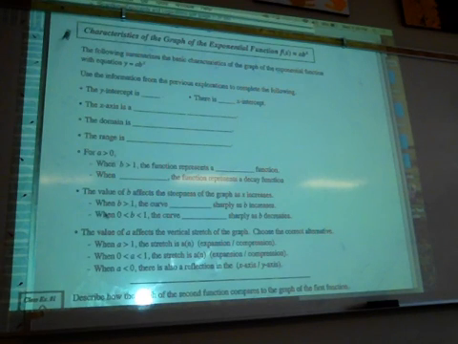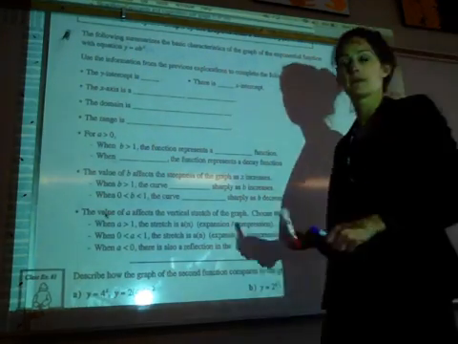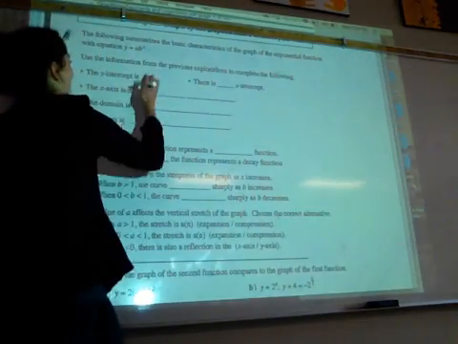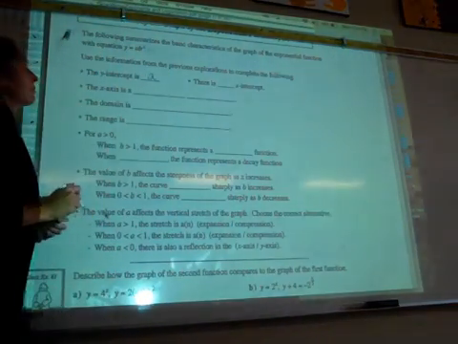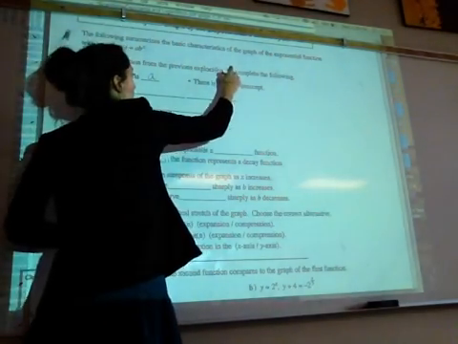Alright, so looking at the equation y equals a times b to the power of x, what is the y-intercept? a. Good. So our y-intercept is always the a value. Is there an x-intercept? No, there is no x-intercept.